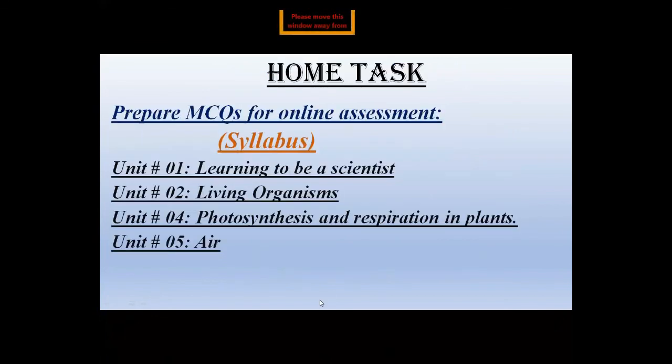So this one is the home task. Another type of home task that I want to share with you is to prepare MCQs for online assessment. Take some 25 to 50 MCQs from each unit to prepare MCQs for the assessment. So you will prepare MCQs for online assessment.